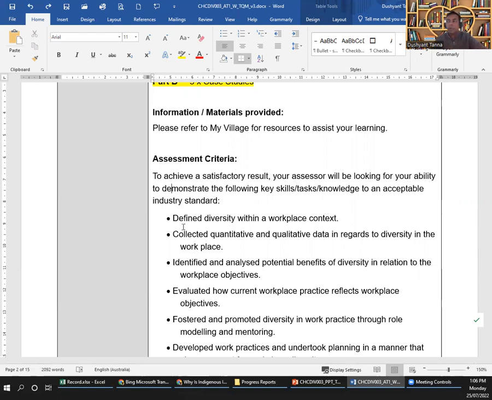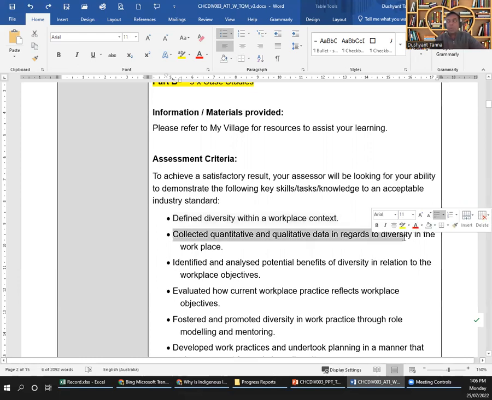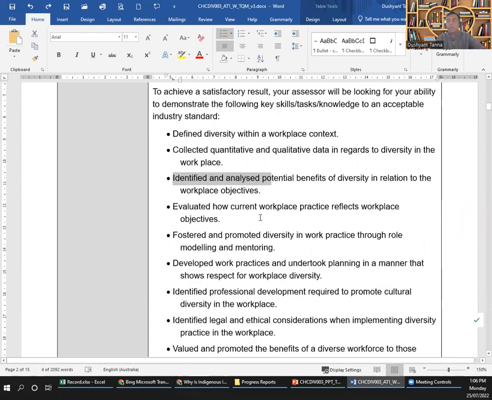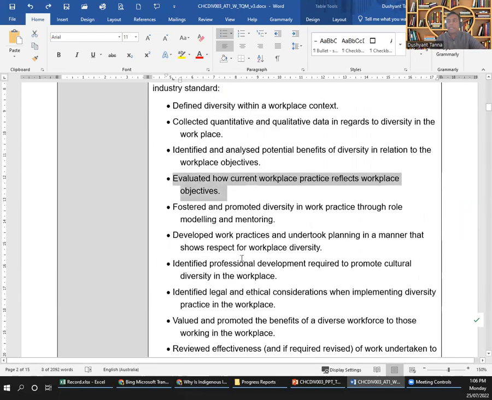Yeah. What is the definition of diversity? Have you collected any qualitative or quantitative data? Any benefits of diversity, how the workplace reflects it, and this, and this, and this.